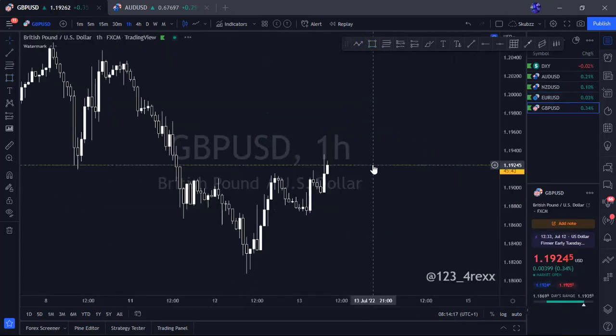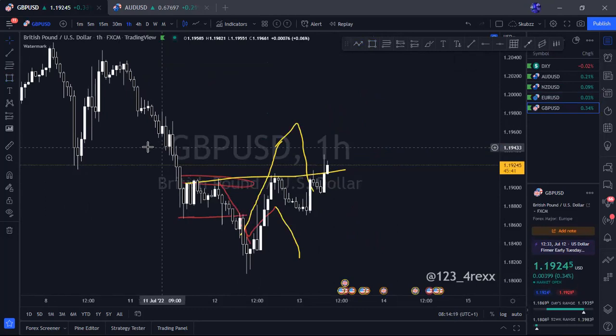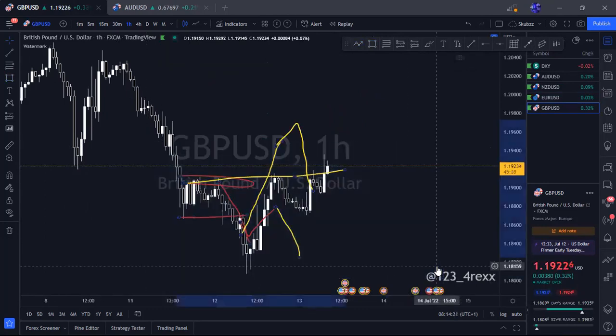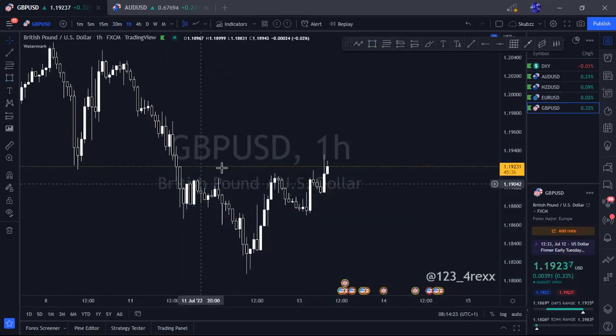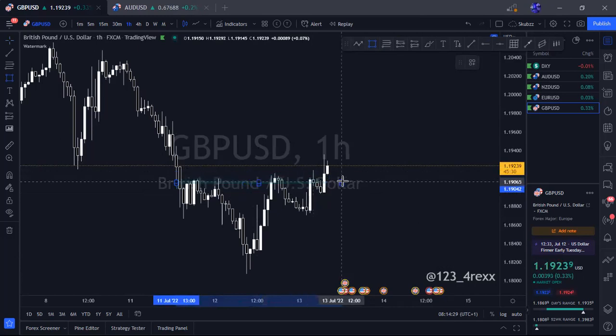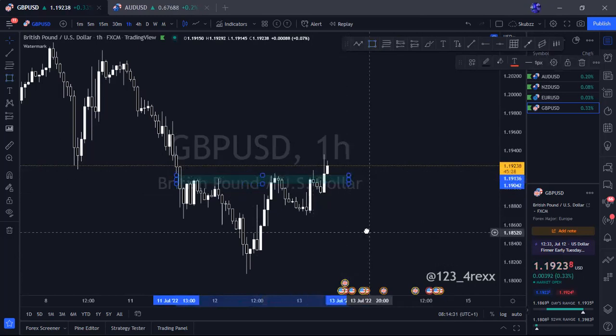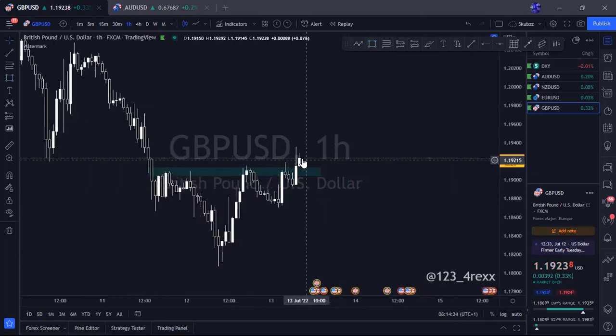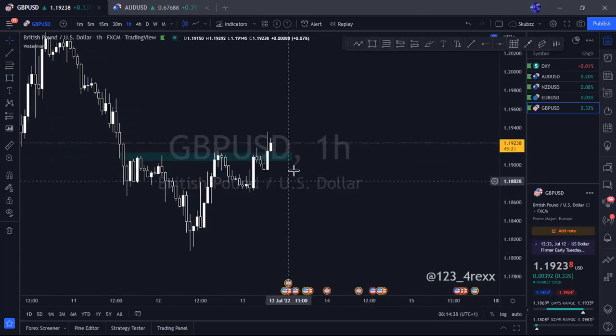Then GBP USD. This one, wow, it's surprisingly good. But we just tapped into these levels here. Did we have a clear break of structure of this level here? No, we are just having it now. We're just having that break of structure now. We have not had the clear break of structure yet. So we'll wait for a clear break of structure.